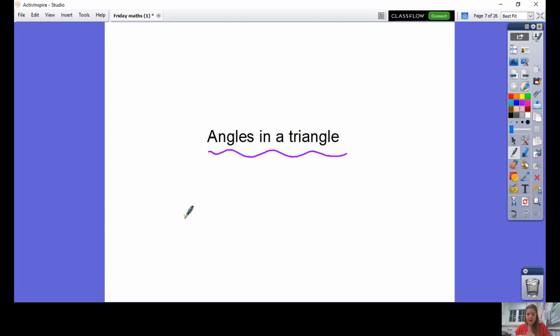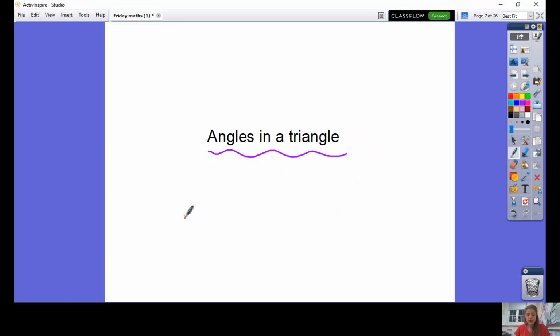Now that actually works, that trick, for every single different triangle. Any triangle you have, if you chop off your interior angles and glue them together, it will make a straight line. So a little challenge for those of you who want to, try that at home with a piece of paper.